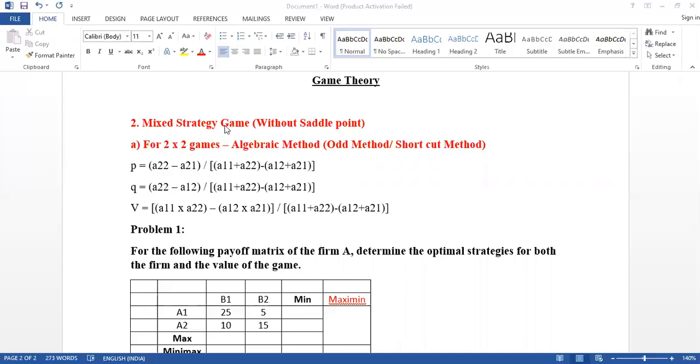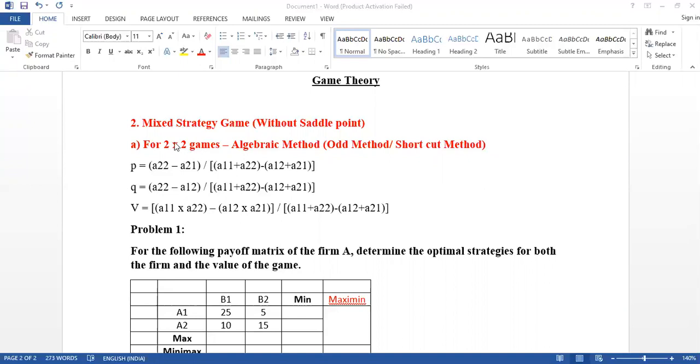A game is called mixed strategy game when saddle point does not exist, right? Recall in our last session, we said a game is called a pure strategy game when saddle point exists. So, in the event of non-existence of saddle point, the game will be named as mixed strategy game. Now, in mixed strategy game, there are few different subcategories. In this session, particularly, we will be discussing mixed strategy game for 2 cross 2, right?